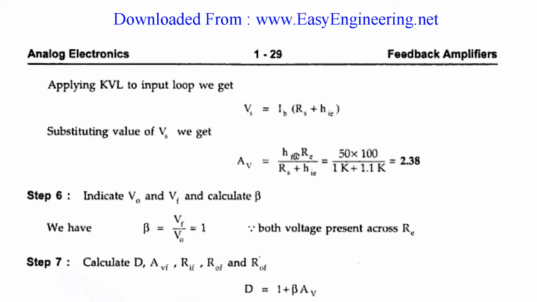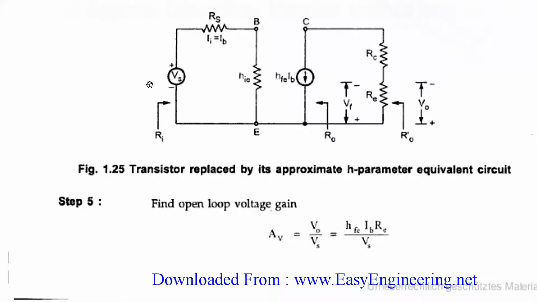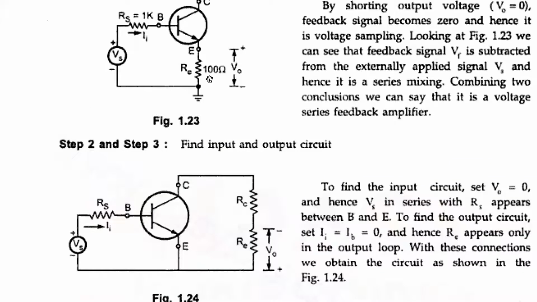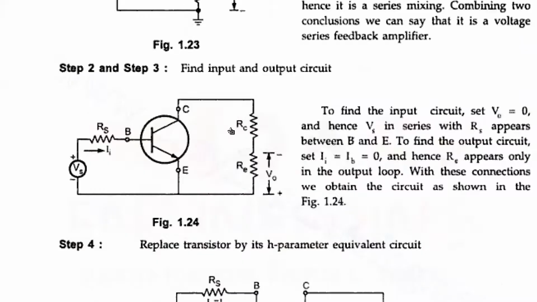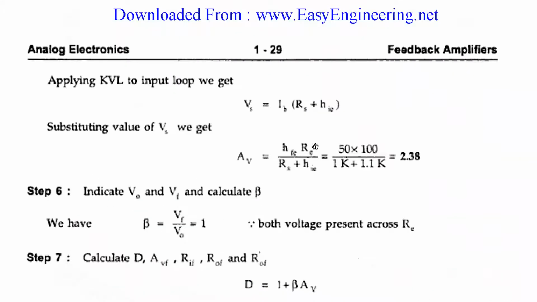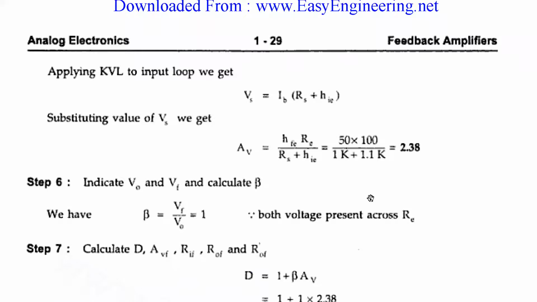In this question, hfe is given as 50, RE is given as 100, hie is given as 1.1 kilo ohm, and Rs is given as 100 if you see the circuit. Simply substituting the values, we get AV as 2.38. This AV is the gain of the amplifier without feedback. Beta is already told to be 1, because output and feedback are the same.